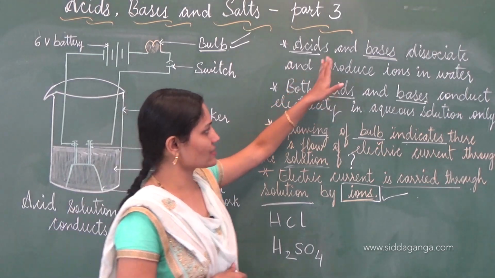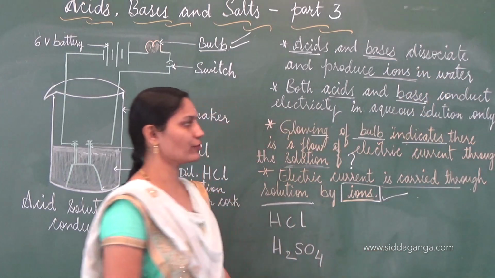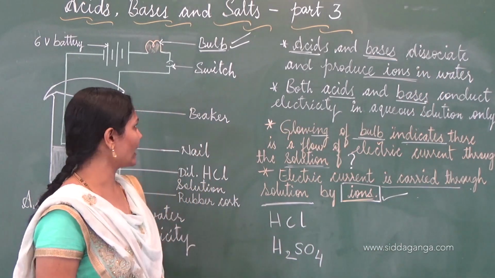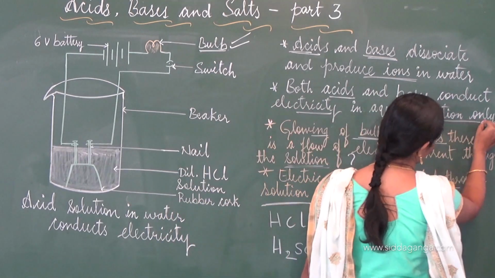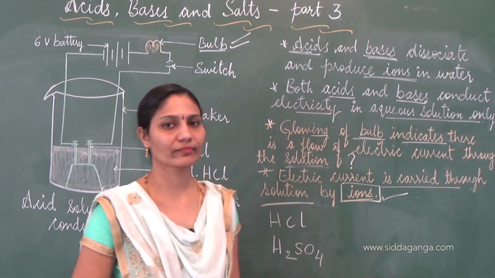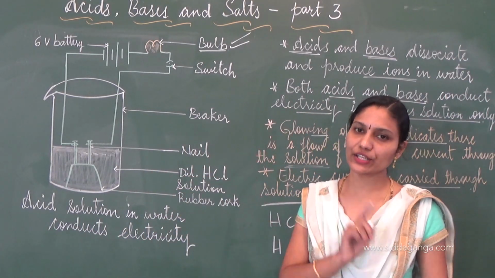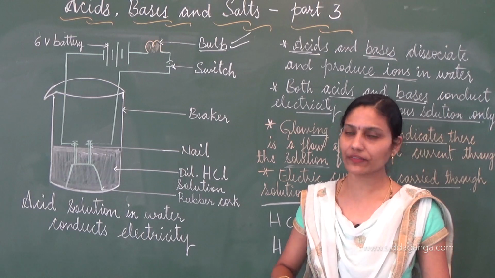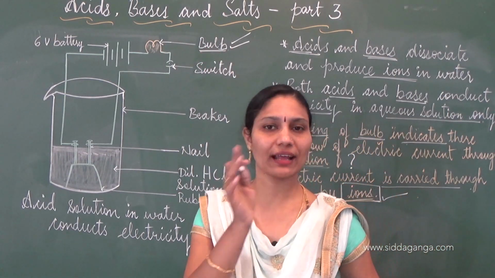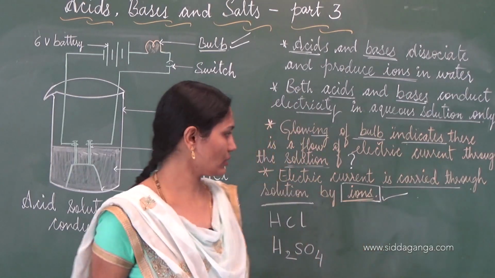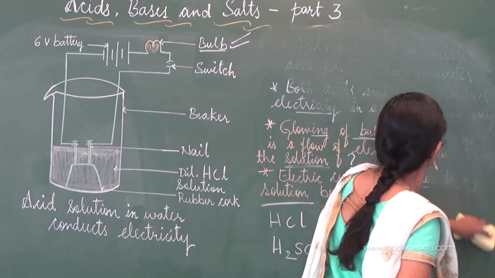Because acids and bases dissociate and produce ions, and these ions are responsible for the conduction of electricity, we find both acids and bases conduct electricity in aqueous solution only. And that is the reason in this activity with HCl and with H2SO4, we can observe that the bulb glows, because HCl and H2SO4 both are acids. But what about glucose and alcohol?